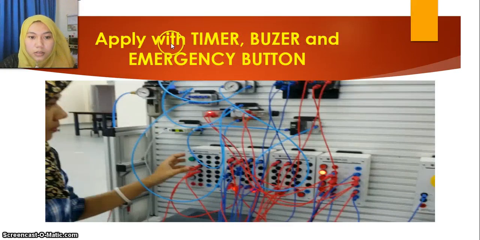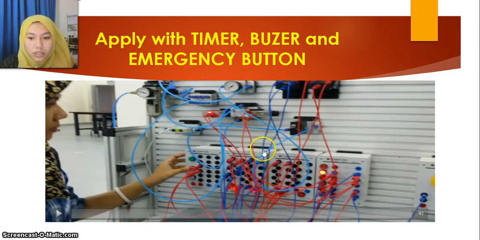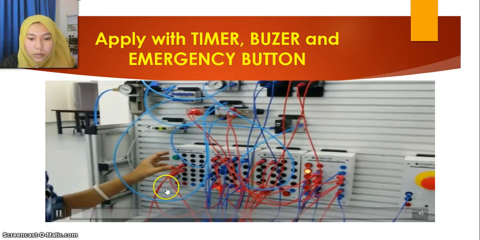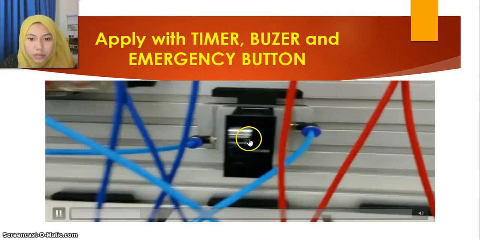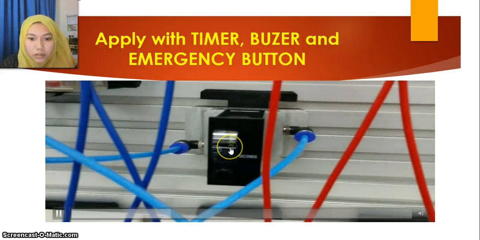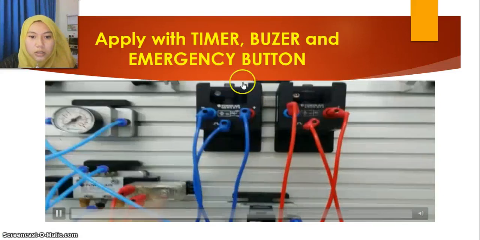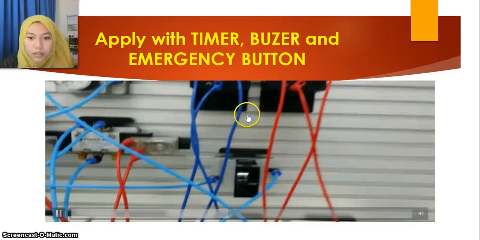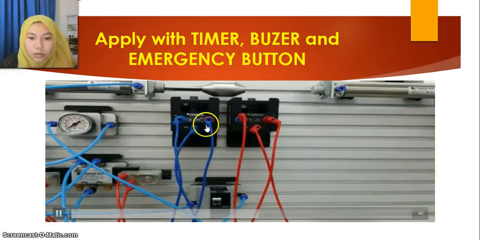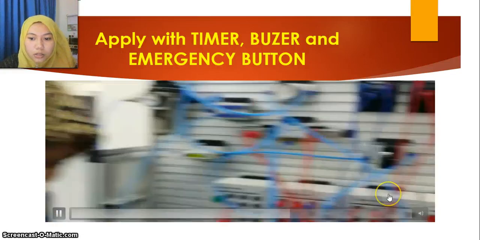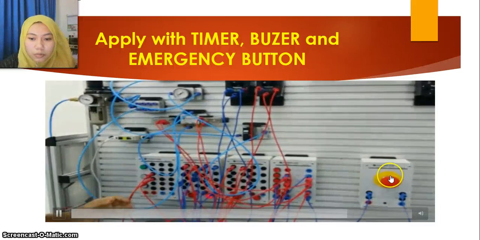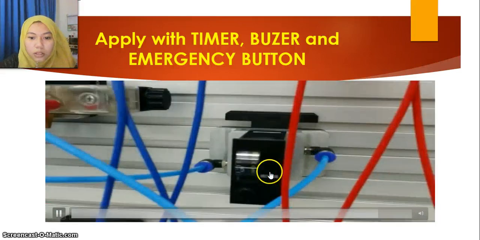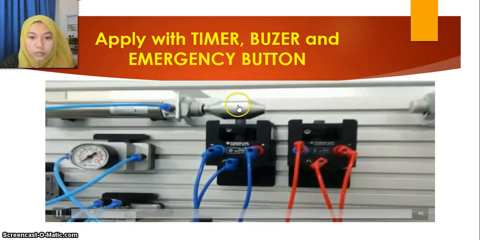Okay, this is also the same process, but it is applied with the timer, buzzer, and emergency button. The timer is set to 5 seconds, and the piston will extend and retract in 5 seconds continuously. Okay, and then when the emergency button is pushed, the buzzer will sound, and automatically the system will stop. The piston will retract.